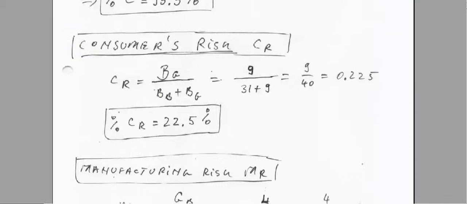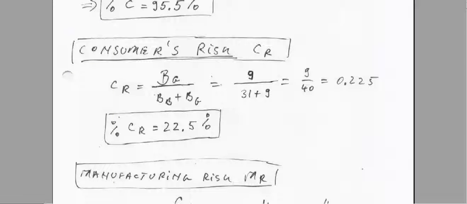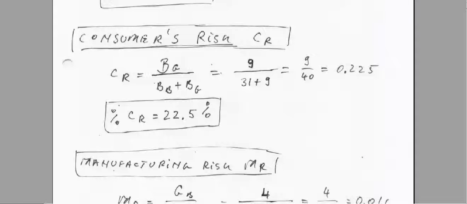Let's talk about the consumer risk here, and this would be the ratio between bad, which are called good, and also the total population of bad, which is a combination or total of BB plus BG. In this particular case, this would be 9 over 31 plus 9, and the bad called good were 9. In this particular case, the consumer risk would be 22.5%.